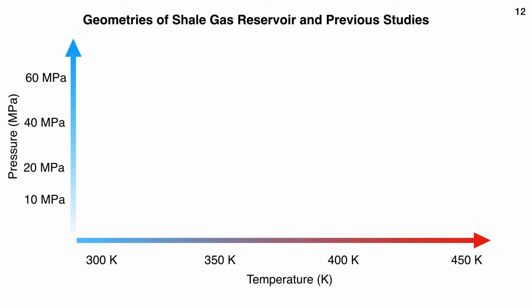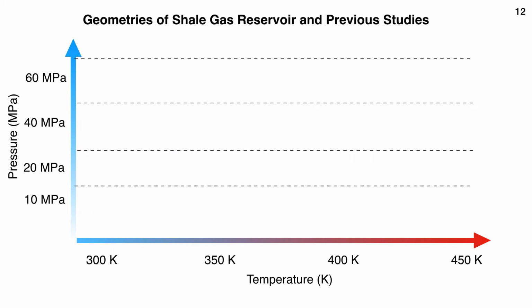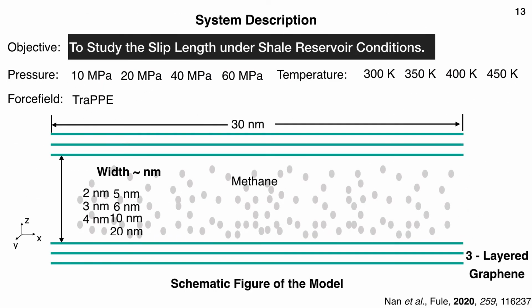Therefore, in order to get a better understanding of how the slip length changes under high pressure and temperature conditions, we picked 4 temperatures and 4 pressures from low to high and permutated them. So here is the summary of our system. Again, the objective of this work is to study the slip lengths under reservoir conditions. We chose 10, 20, 40, and 60 megapascal and 300, 350, 400, 450 Kelvin to reproduce the shale reservoir conditions.